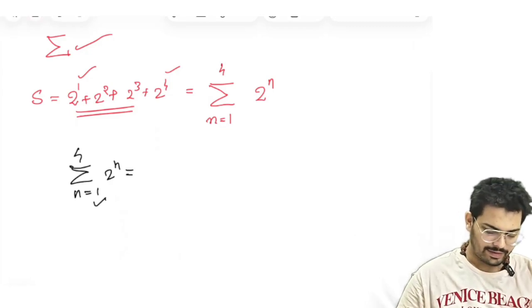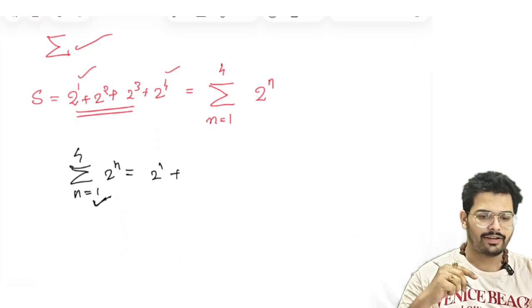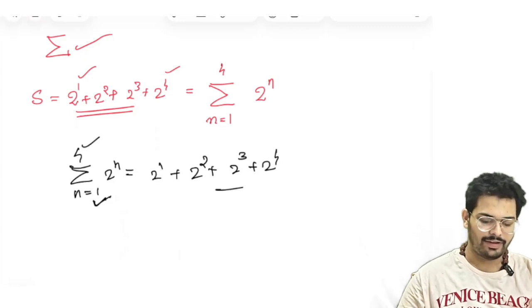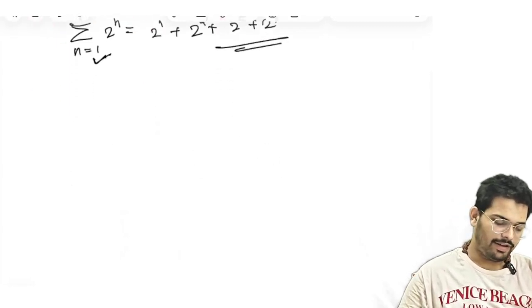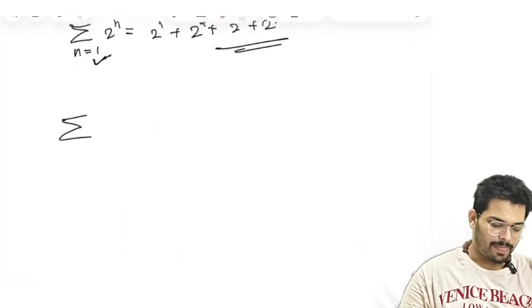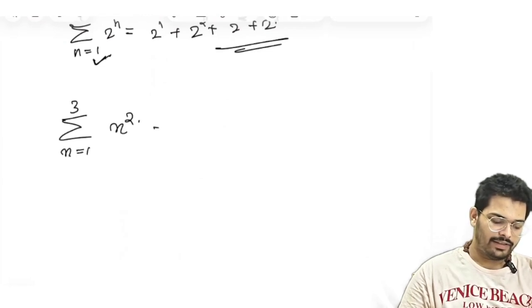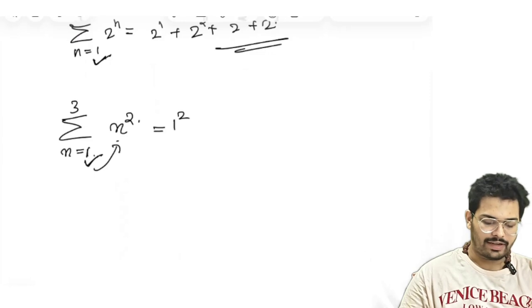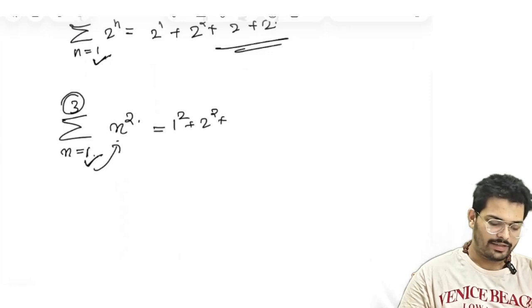first put n equal to 1, that is 2 raised to 1, plus next n will change to 2, that will be 2 square, then 2 cube, then 2 raised to 4, the last value, and it is finished. Now if you are provided with something like sigma n square, where n is varying from 1 to 3, then you put n as 1, that is 1 square, then n changes to 2, that is 2 square, then n changes to 3, that is 3 square.